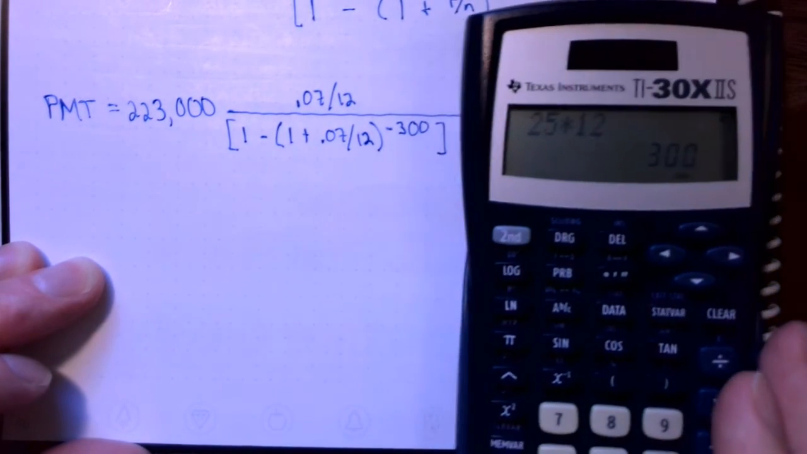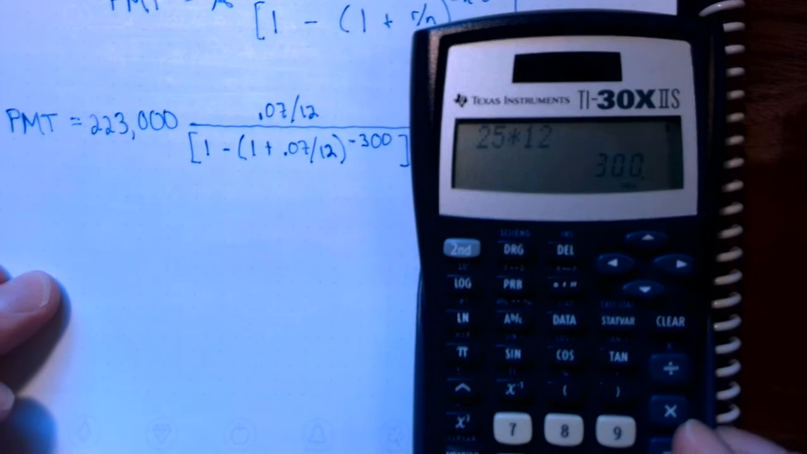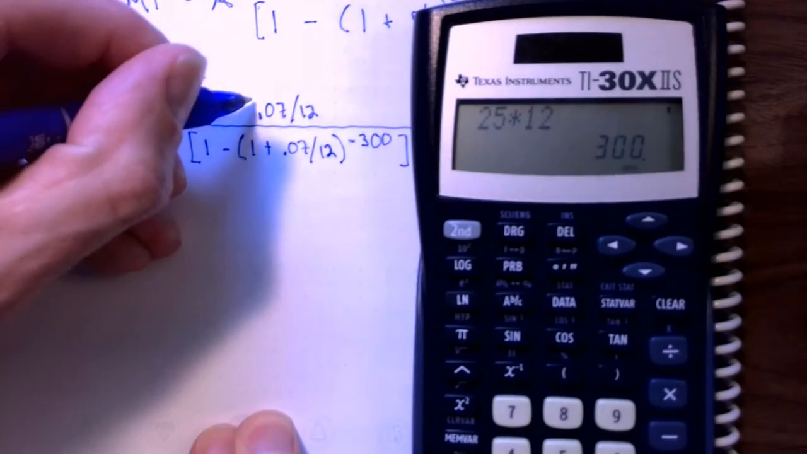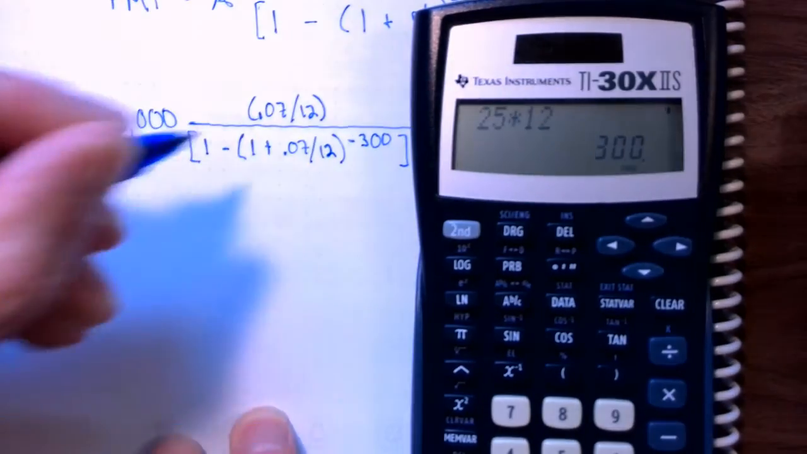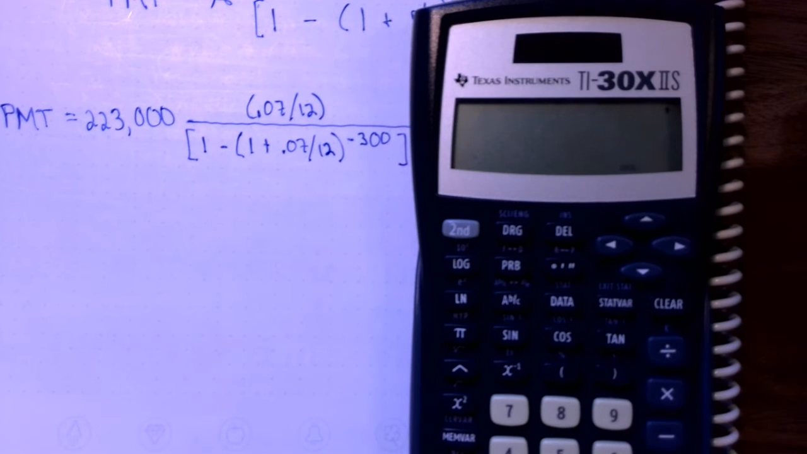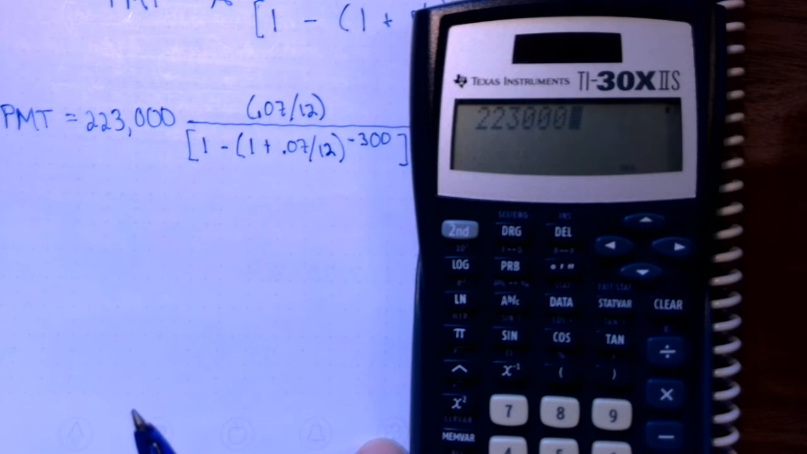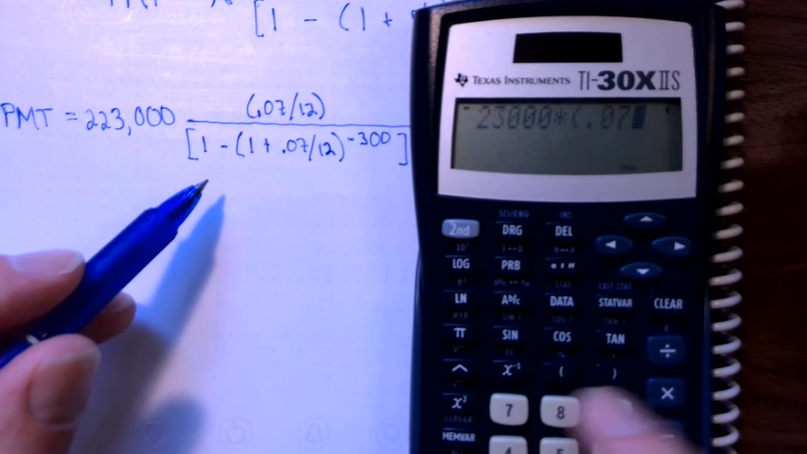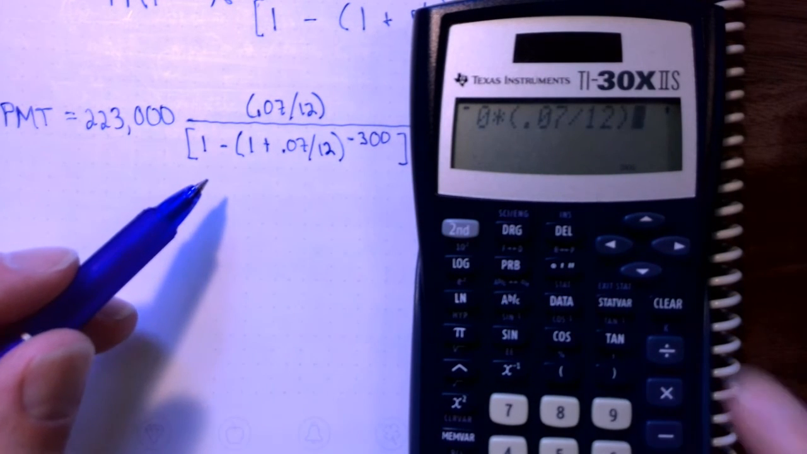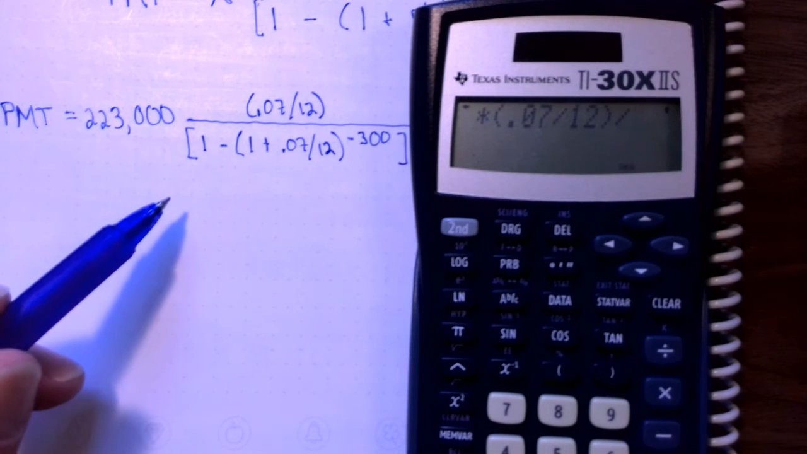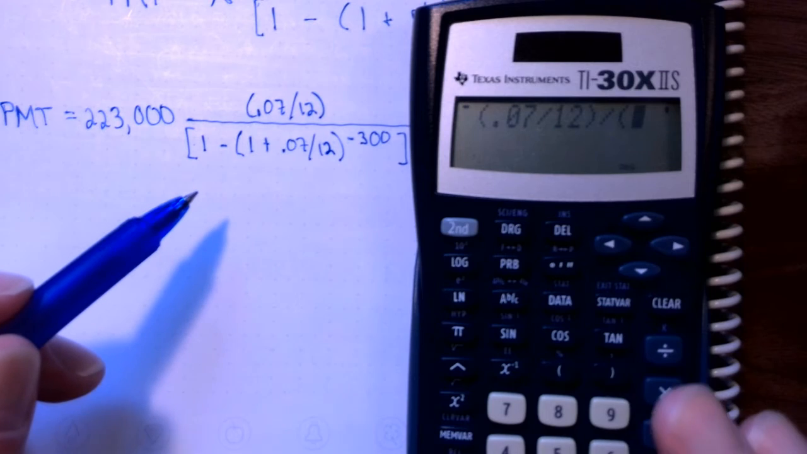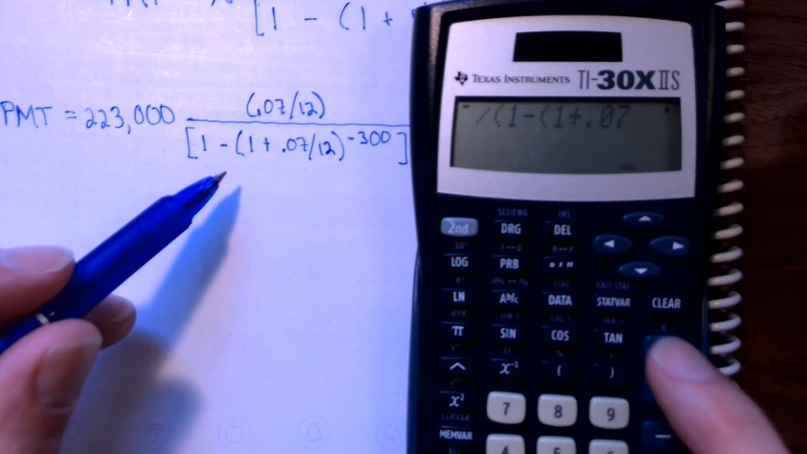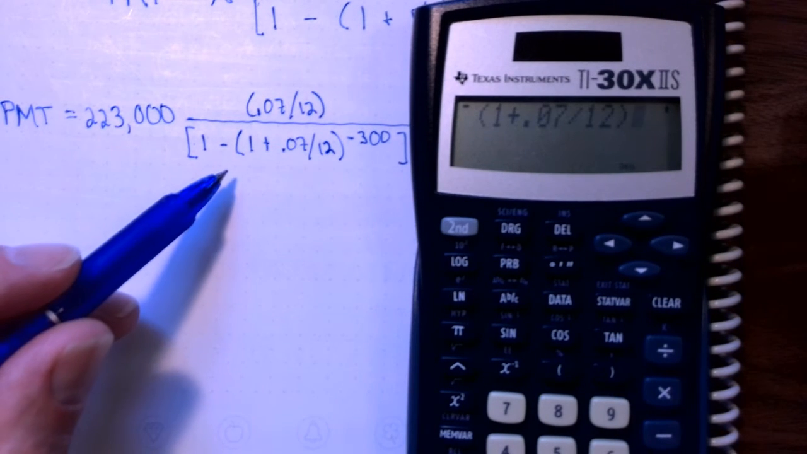With this calculator, the TI-30 that I've got, you can enter this basically just like it looks right here. The only thing you need to do is make sure you put the numerator and denominator in their own set of parentheses. So let me clear this out. $223,000, that's the amount. Times, parenthesis for the numerator, 0.07 divided by 12. Close that parenthesis for the numerator. Divided by, open a new parenthesis, 1 minus, open another parenthesis, 1 plus 0.07 divided by 12. Close that parenthesis.